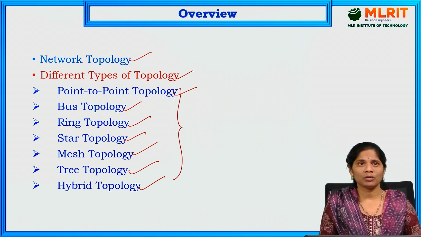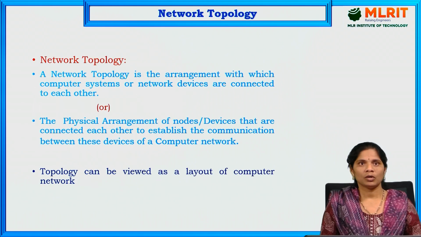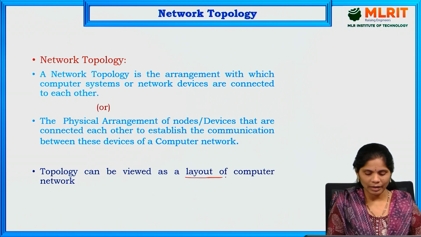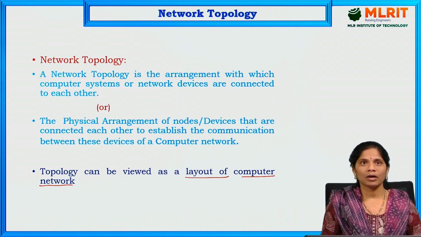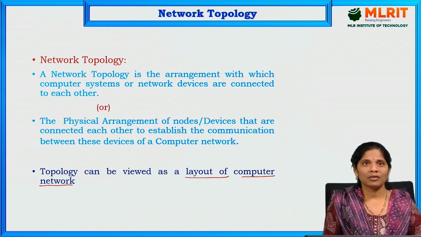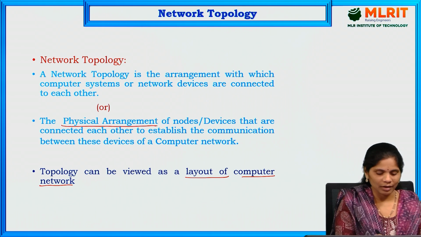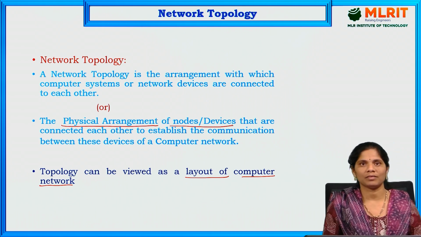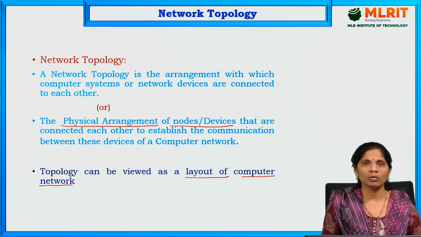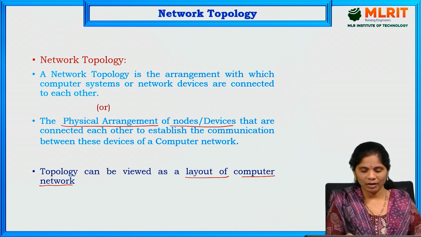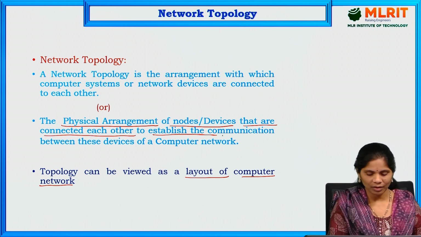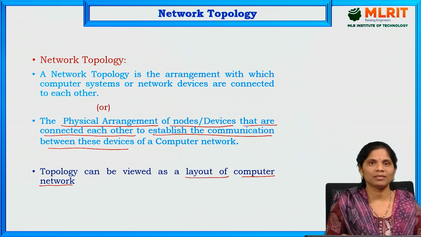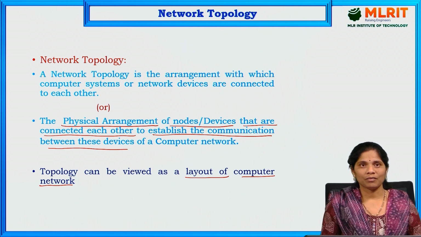First, we are going to discuss what topology is. Topology is nothing but the layout of the computer network. Network topology is the physical arrangement of the nodes or devices. Nodes, we can also call devices. How we are going to arrange the devices and at the same time how they are going to be connected to each other to establish the communication between these devices is called network topology.